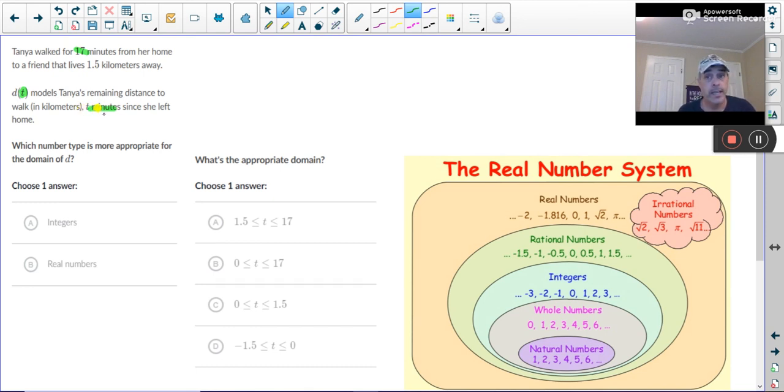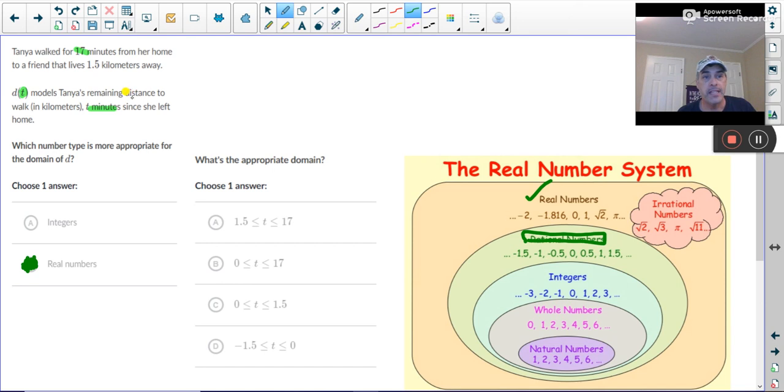Now, you know as well as I do that minutes can be broken down into seconds. So we're going to go ahead and choose, oh, that's not a highlighter. I was trying to highlight that. We're going to choose the fractions and decimals answer. So between integers and real numbers, we need the real numbers for this one because minutes is time and time is incremental.